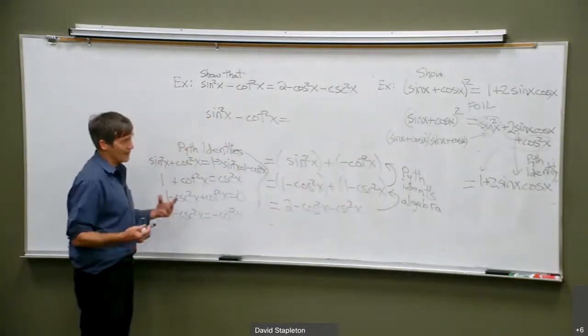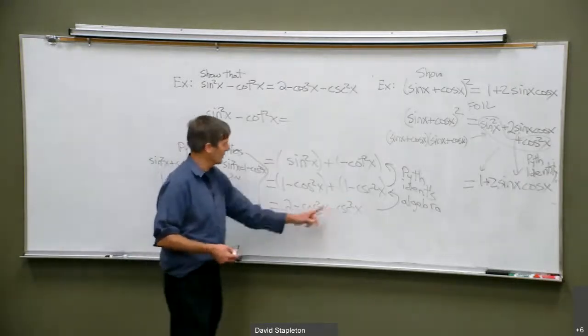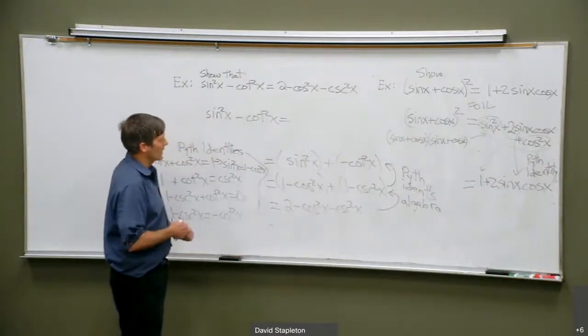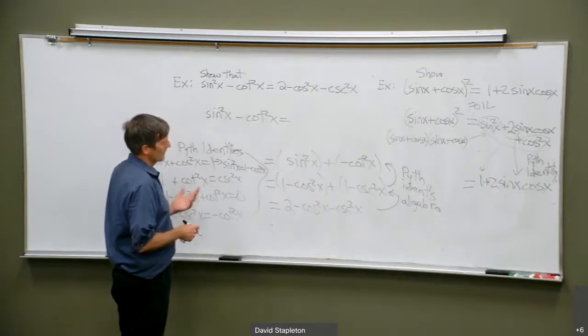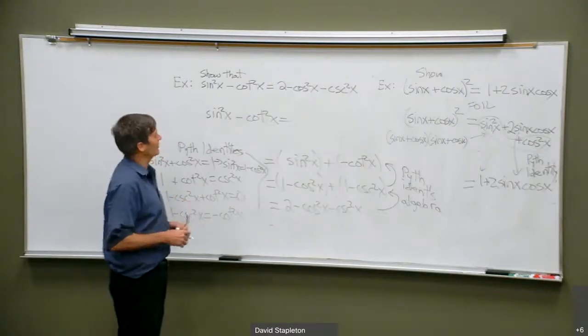If you didn't have that cleverness to write 2 minus this as 1 minus and 1 minus, there are other ways to go about this. A good idea, remember, when you have more than 2 trig functions in the expression, or if you just are stuck, is to rewrite everything in terms of sine and cosine.